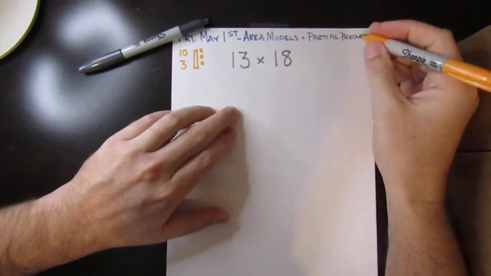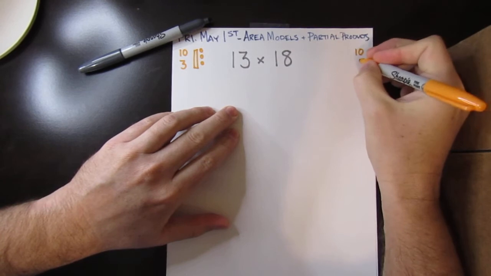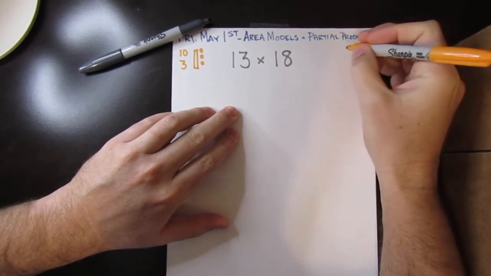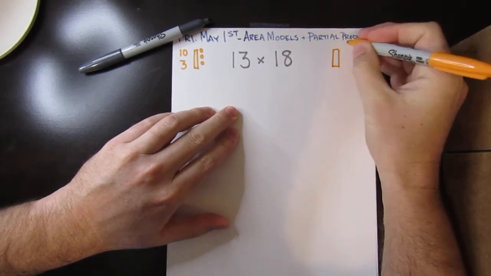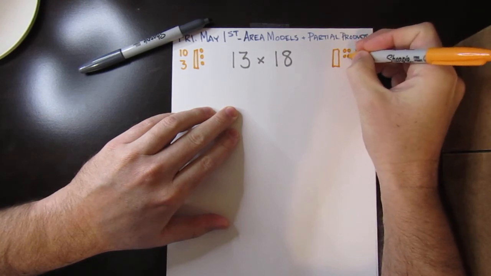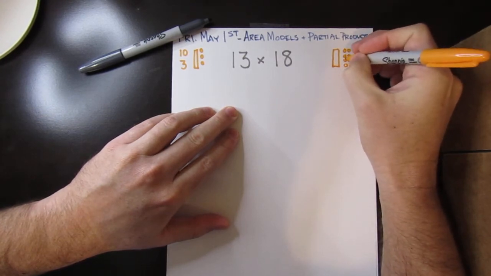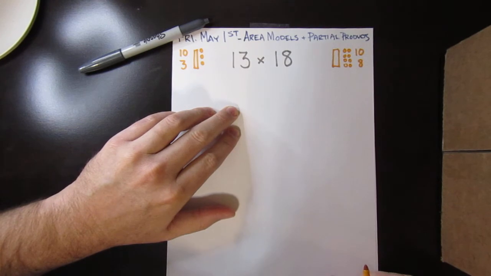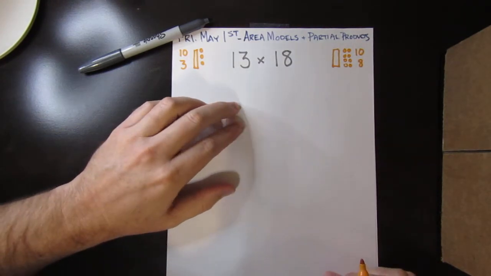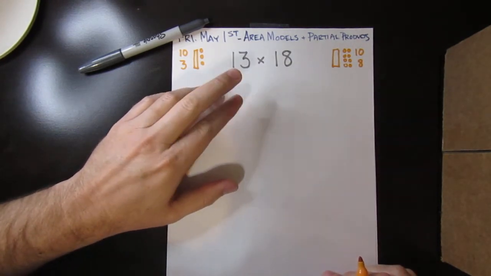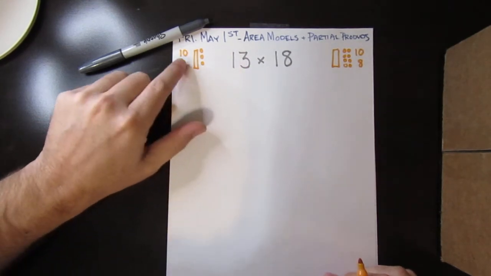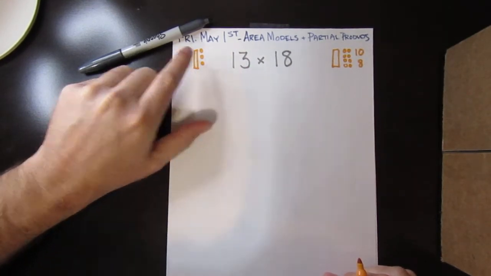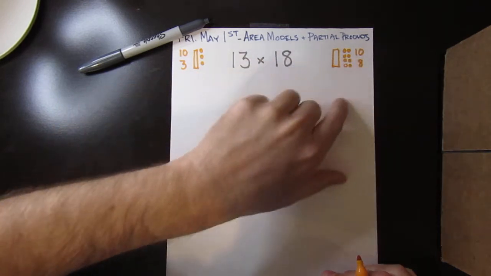And 18 is made up of a 10 and an 8. And if we were to draw that out, we would have our 10 and then 8 ones. So that's what 18 would look like. Now this is important because when we multiply these numbers together, 13 and 18, we're actually going to multiply the 10 times the 10 and the 8, the 3 times the 10 and the 8.